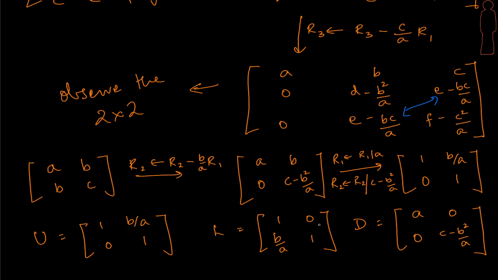Our L is going to be lower triangular. This element is going to come from the single row operation, therefore the multiplier is B by A, so I put that here. And the final D matrix, since we divided by A and C minus B square by A, those are the terms that are sitting in my diagonal matrix, right? So this is how LDU factors would look for a symmetric matrix. We just took a 2 by 2 example in this case, right?